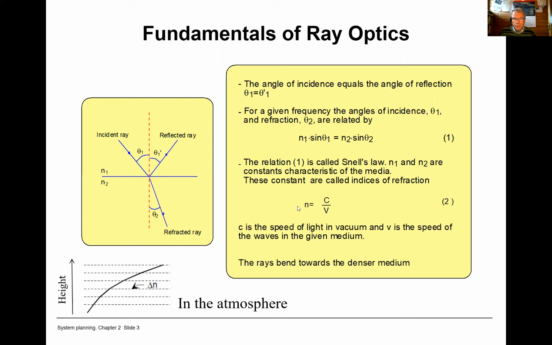And this n, or the index of refraction, is given by the speed of light in vacuum divided by the speed of light in the medium. So n is always more than 1. And as I said before, the rays bend towards the denser medium, as shown here. We have height here, and we have a stratified atmosphere, and it bends down like this.